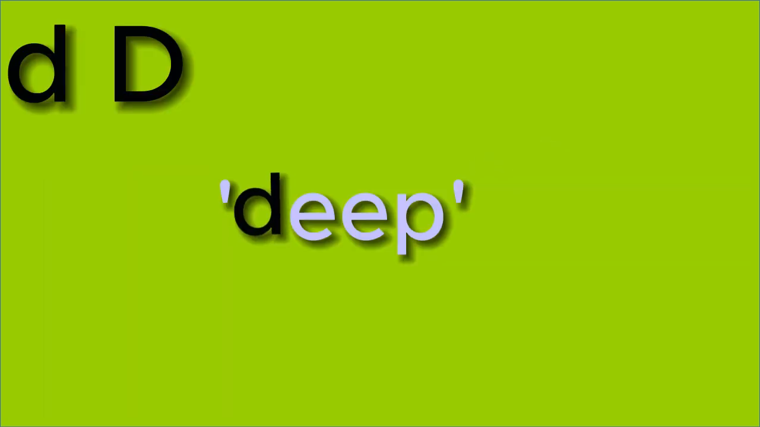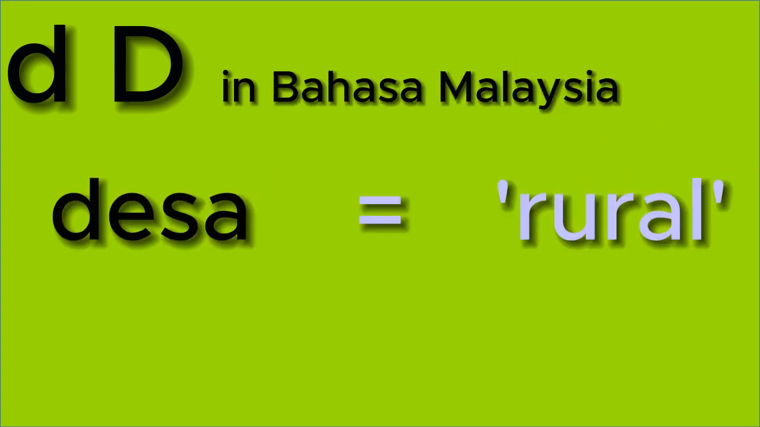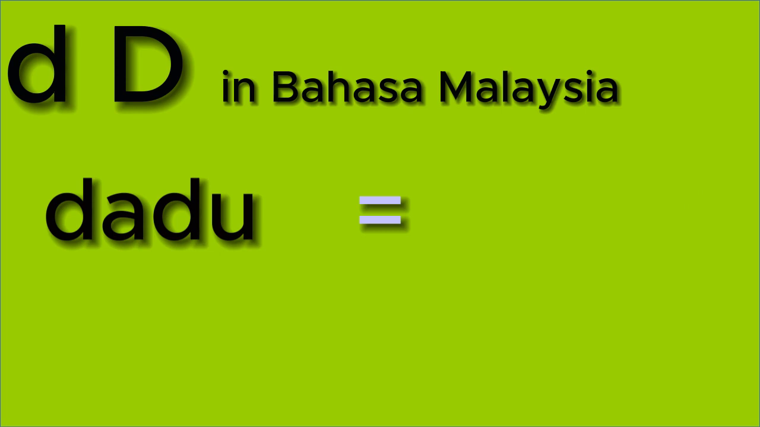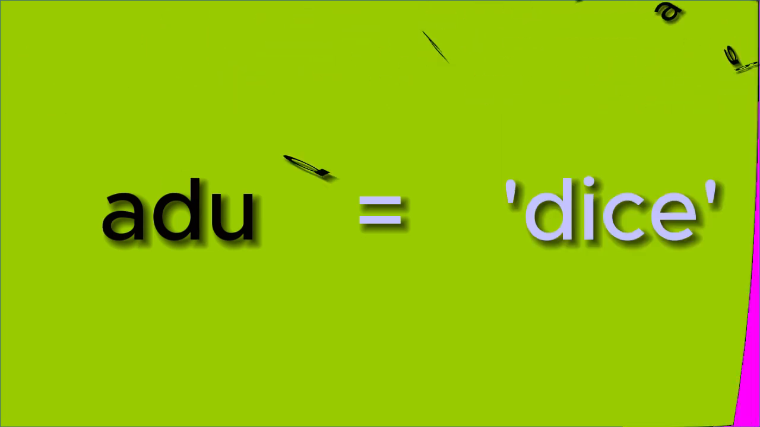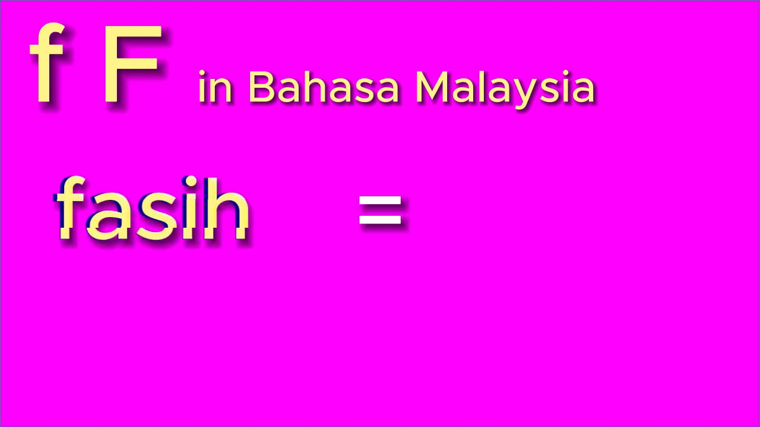D is pronounced as D as in deep, dolphin, dust. Examples of usage in Bahasa Malaysia: desa means rural, dadu for dice. The consonant F is pronounced as F as in Finland, fantasy, feel, fun. Usage in Bahasa Malaysia includes faham means understand, fasih means fluent.